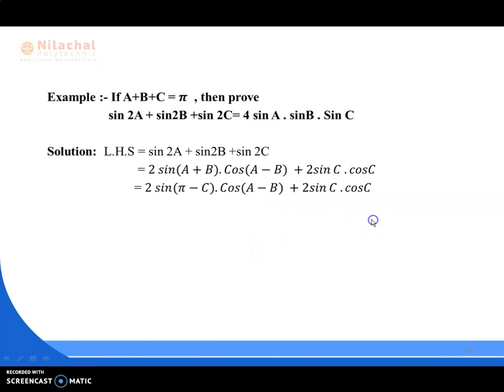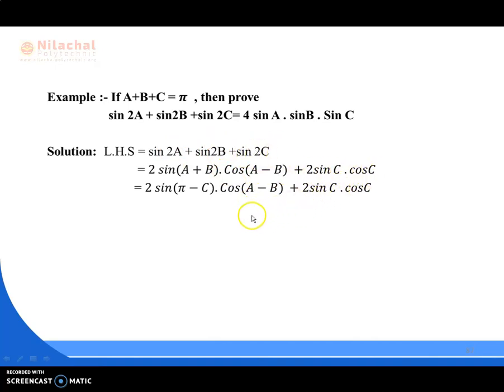Okay, RHS proved. Another question: if a plus b plus c equals pi, then prove that sin 2a plus sin 2b plus sin 2c equals 4 sin a into sin b into sin c. We start from the LHS side: sin 2a, sin 2b, sin 2c. First, we take the first two, sin 2a plus sin 2b, using the sin c plus sin d formula. What is the formula? 2 sin (c plus d) by 2 into cos (c minus d) by 2. We take 2 common, then the 2 cancels, giving a plus b into cos of a minus b, since c is 2a and d is 2b.